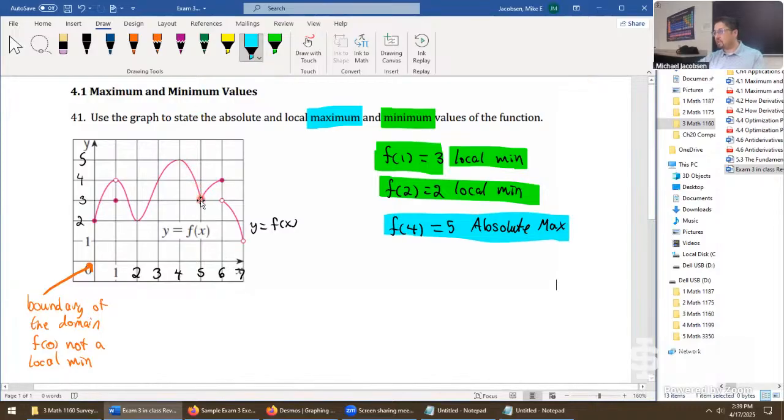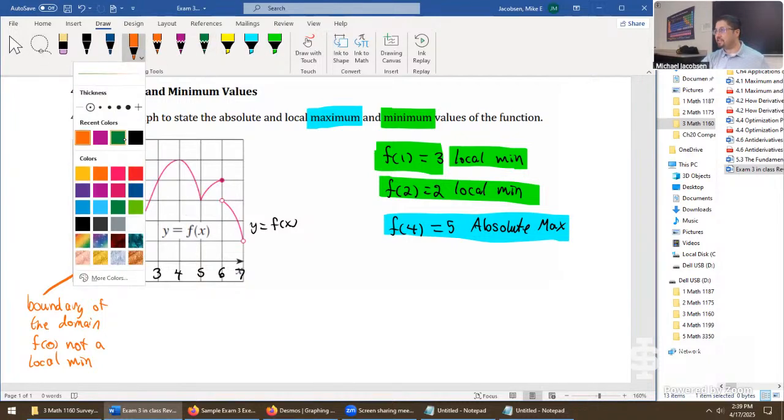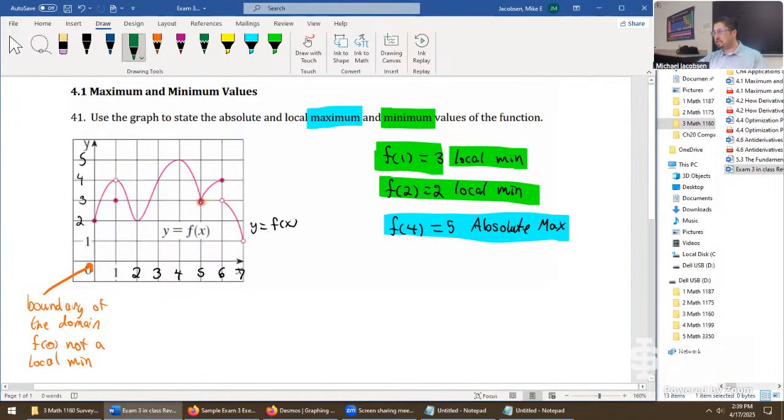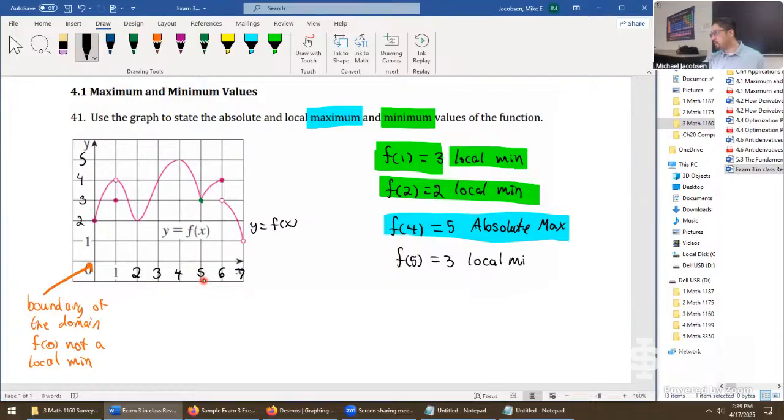Then coming down, right at 5, the curve just looks funny. But sure enough, right in this region, that point right there is lower than anything slightly to the left, anything slightly to the right. So right at 5 is another local minimum. Let's write out for this one. F at 5 equals 3 is a local min. If it feels kind of funny, I agree with you.